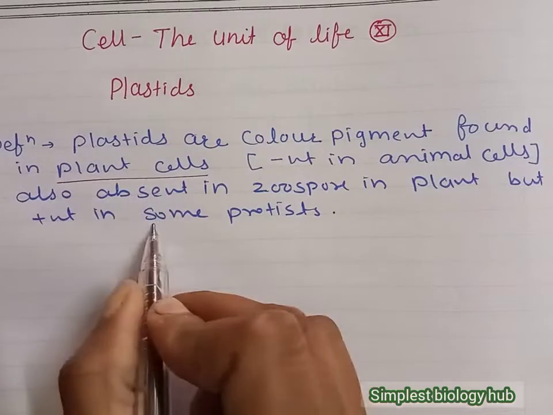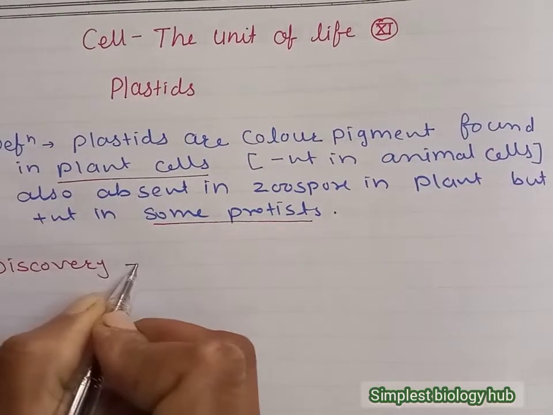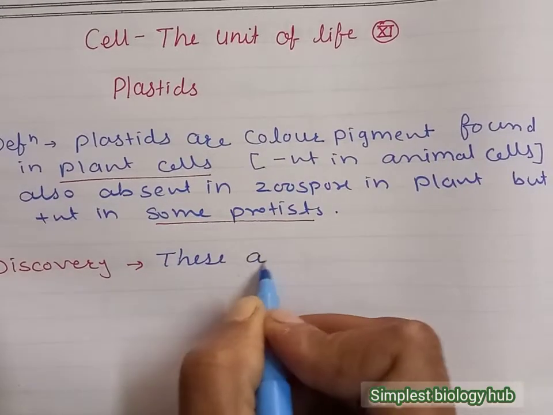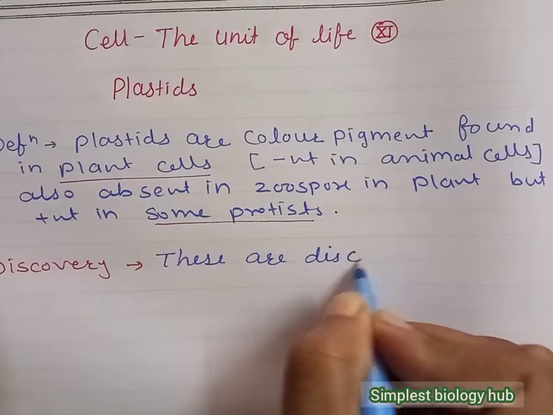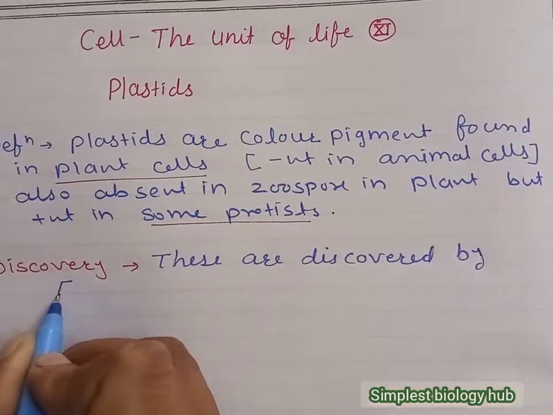Now we talk about the discovery. Who discovered the plastid first? It was first discovered by E. Haeckel in 1865.